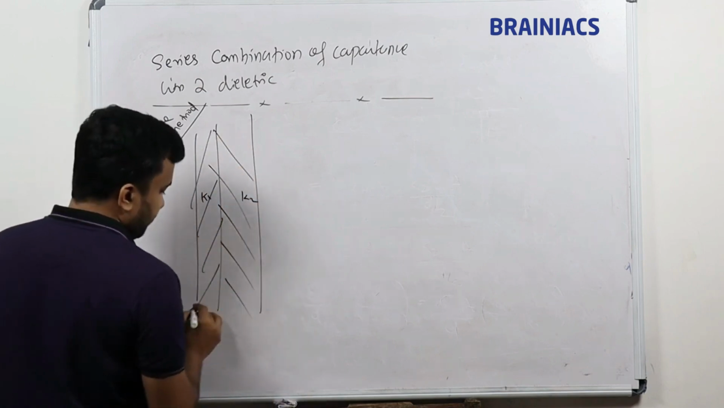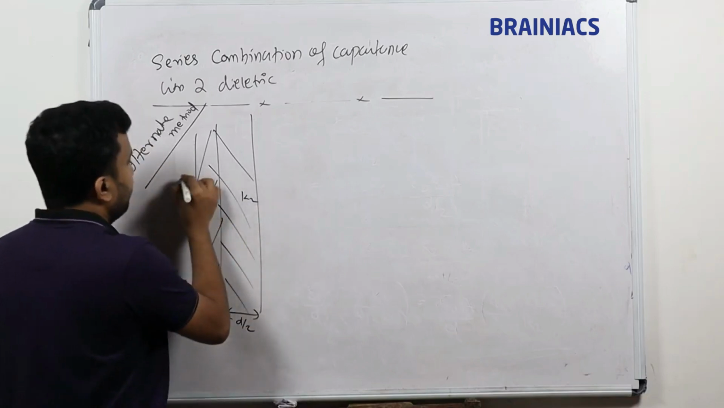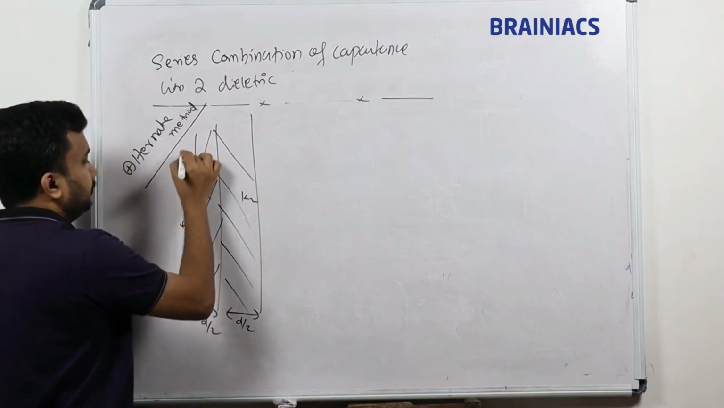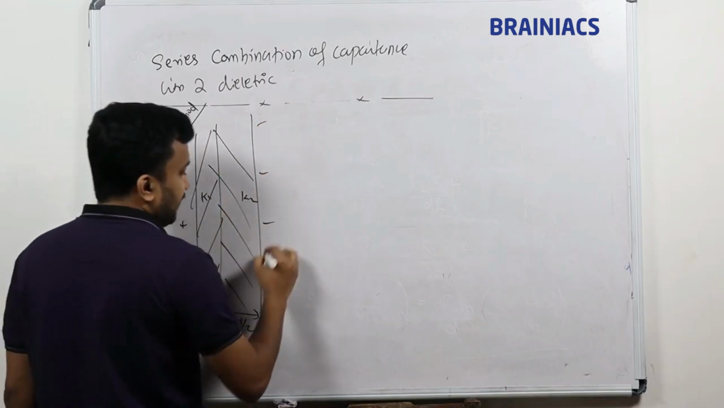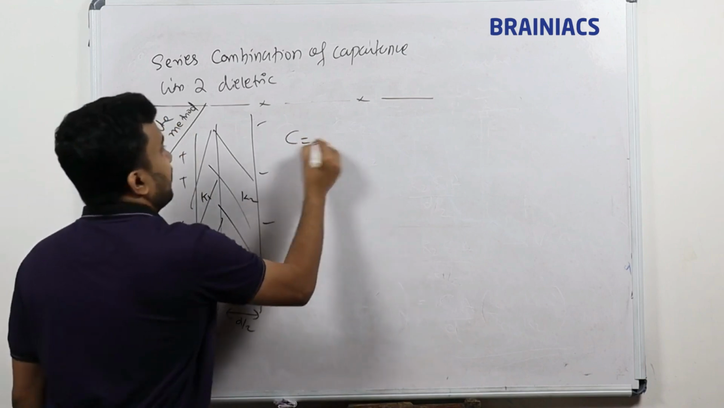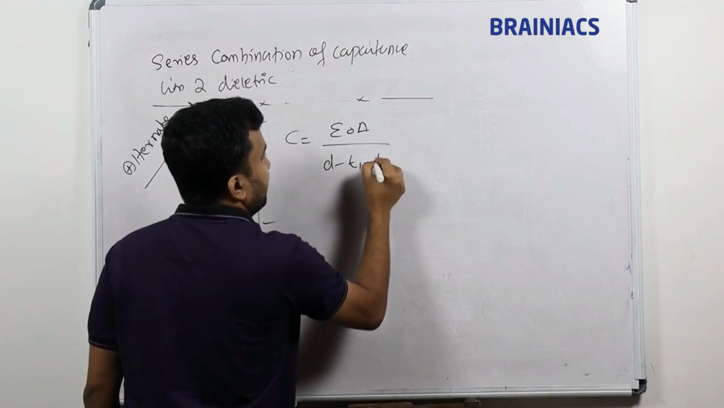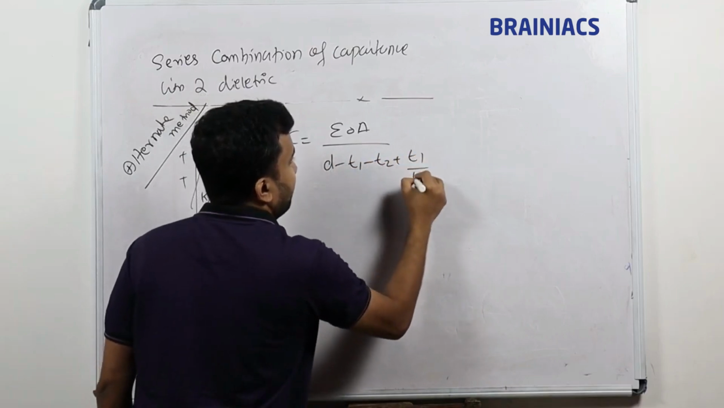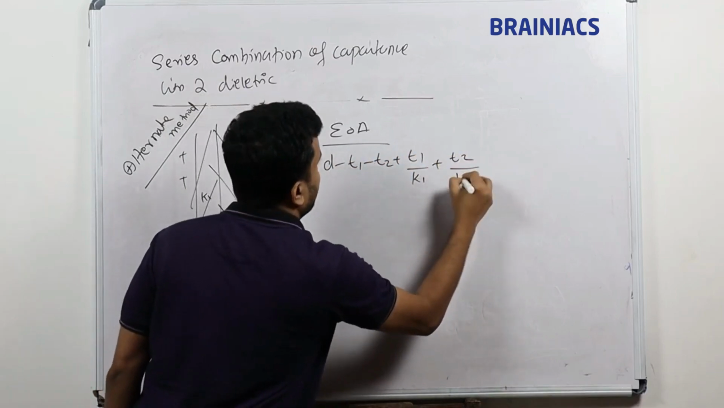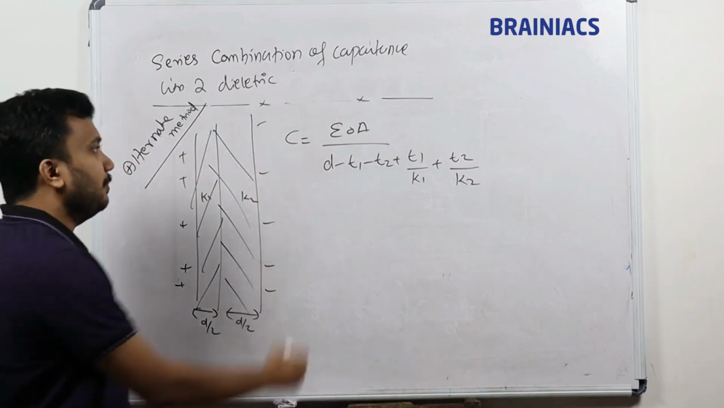K1, K2, distance is D by 2, D by 2, positive plate, negative plate, multiple dielectrics placed. I know the capacitance formula: epsilon A divided by D minus T1 minus T2 plus T1 by K1 plus T2 by K2. This is the formula we have learned, right? You can apply this formula directly here.